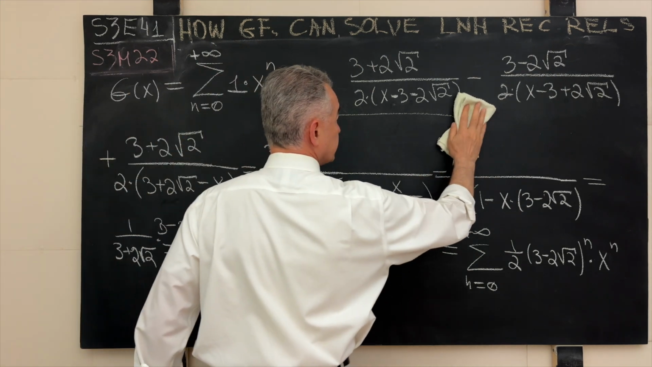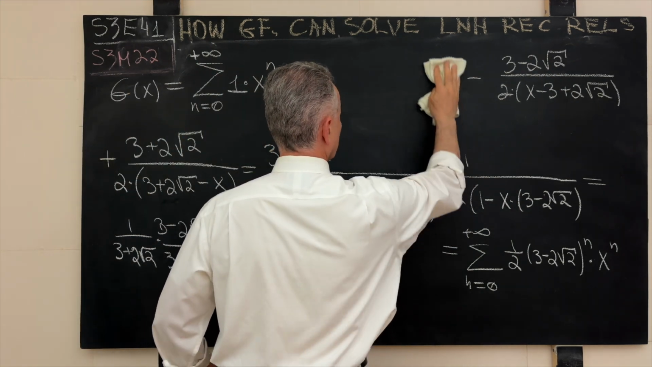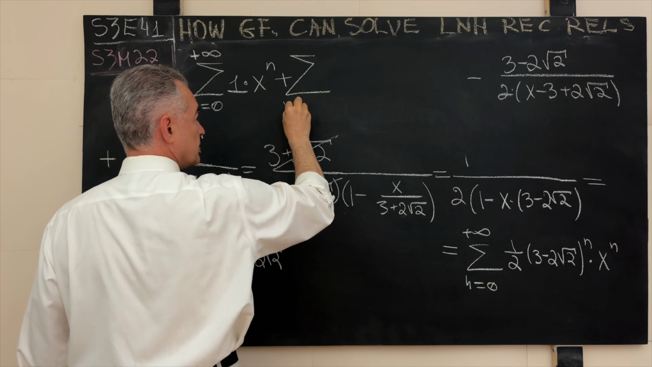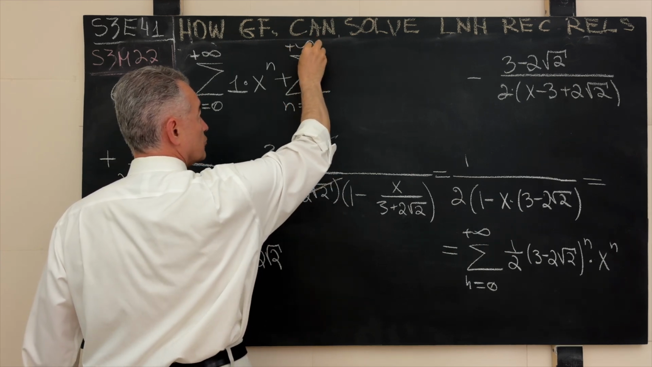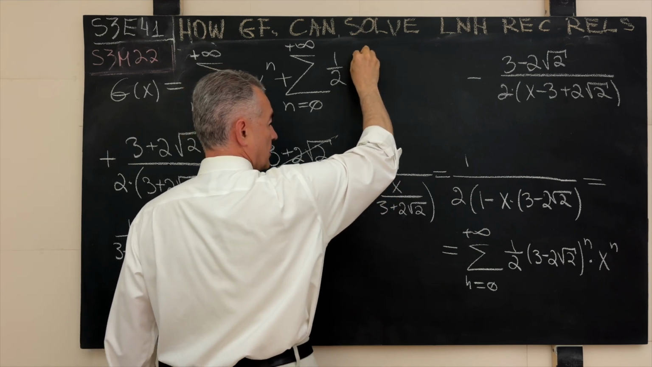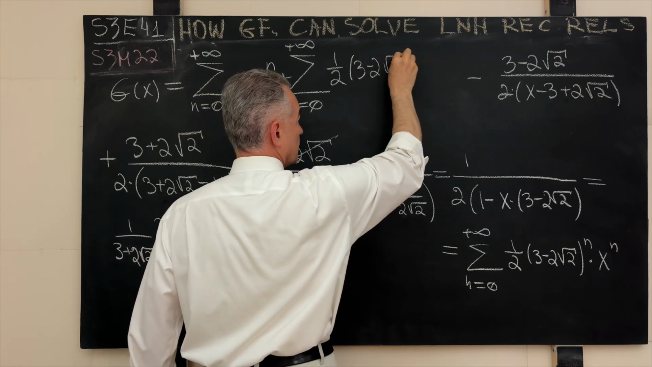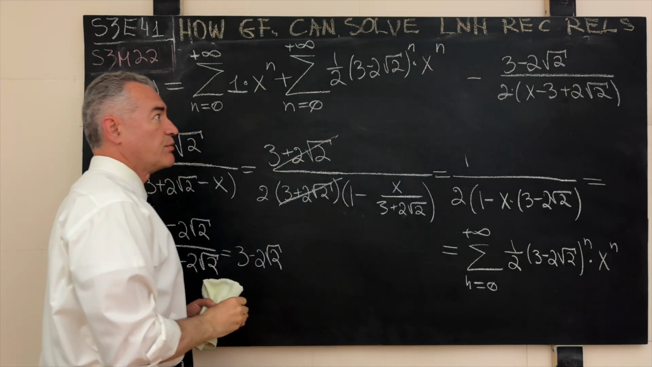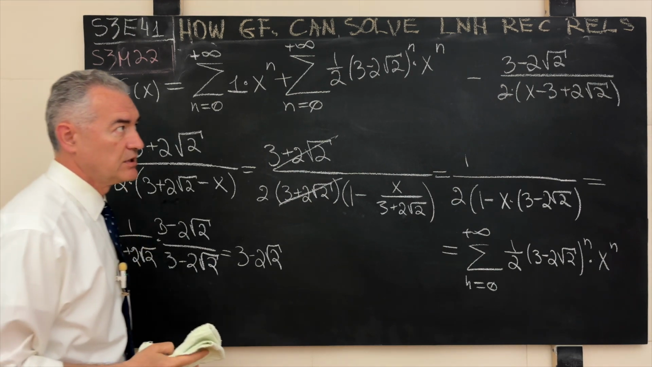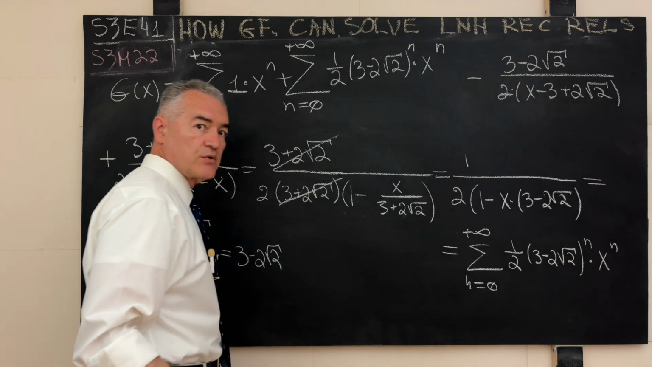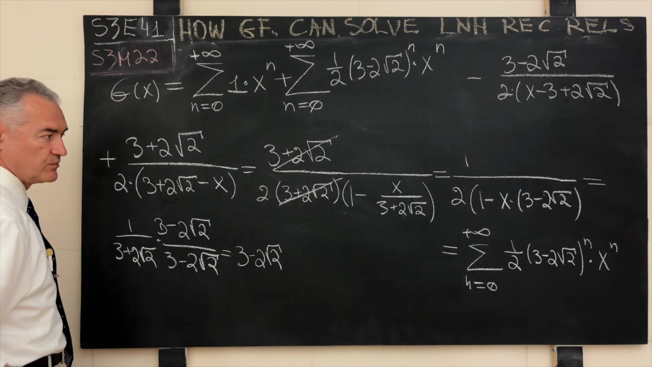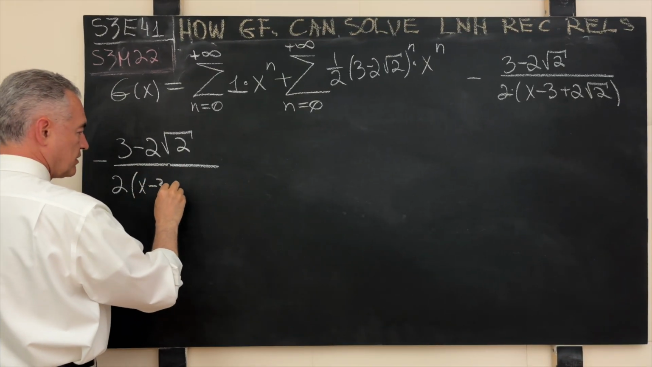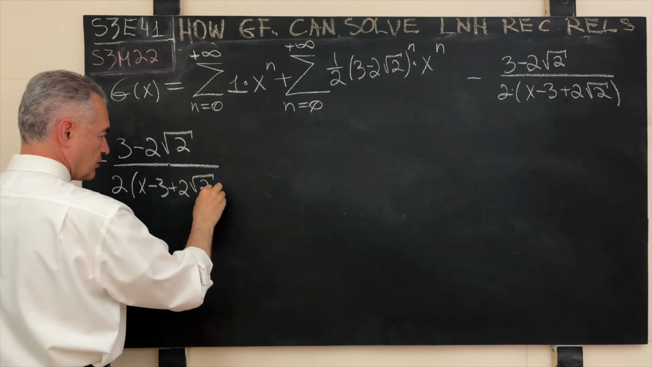So far, if we replace this material with what we have so far, we will obtain the following. Plus, pay attention to the plus, the sum over n from 0 to positive infinity, 1/2, (3 minus 2 square roots of 2) raised to the power of n, x raised to the power of n. All we have to do now is deal with this function over here, but we will deal with it in exactly the same way in which we dealt with its conjugate cousin, and we'll do it as follows. x minus 3 plus 2 square roots of 2.